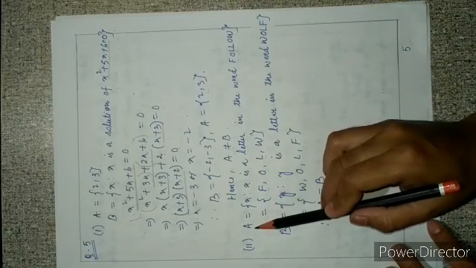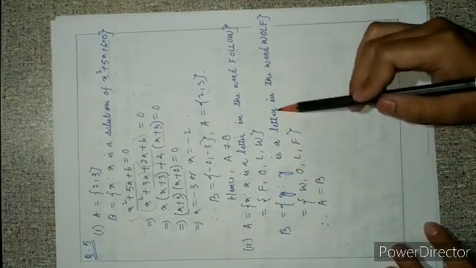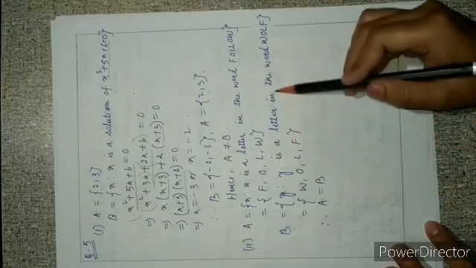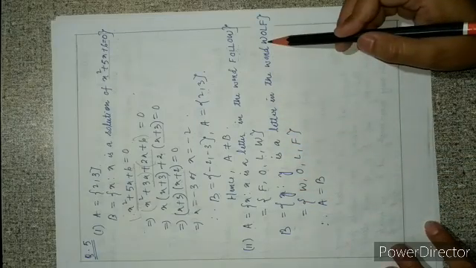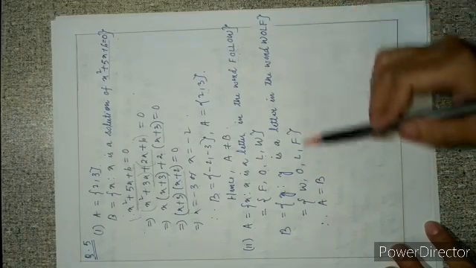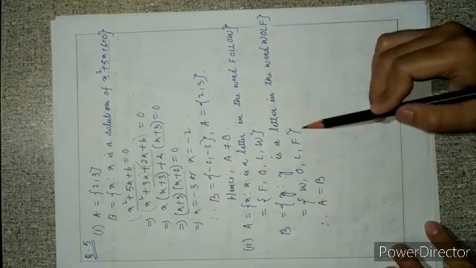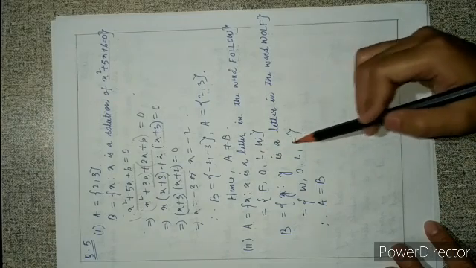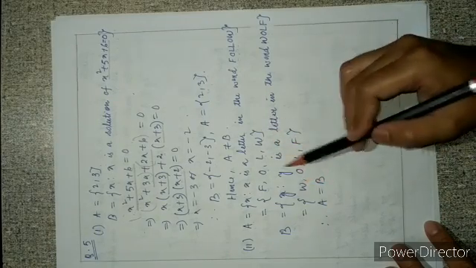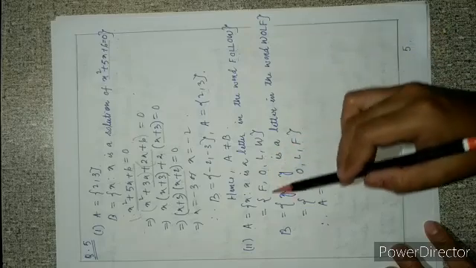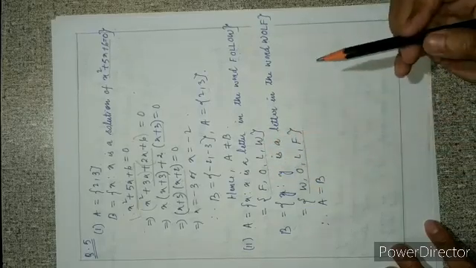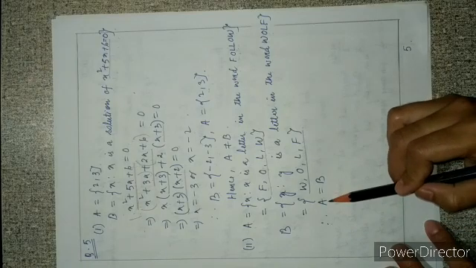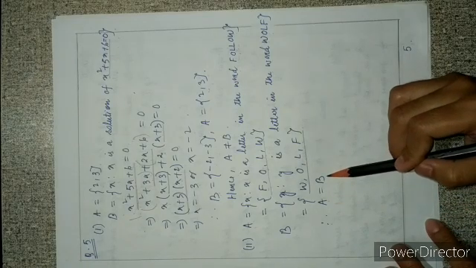These are the elements of set A. Then B: y is a letter in the word wolf. Write all the elements of set B. The elements of set B are W, O, L, and F. Check the elements of set A and set B: W, W, O, O, L, L, F, F. They are equal elements. Therefore, set A is equal to set B.